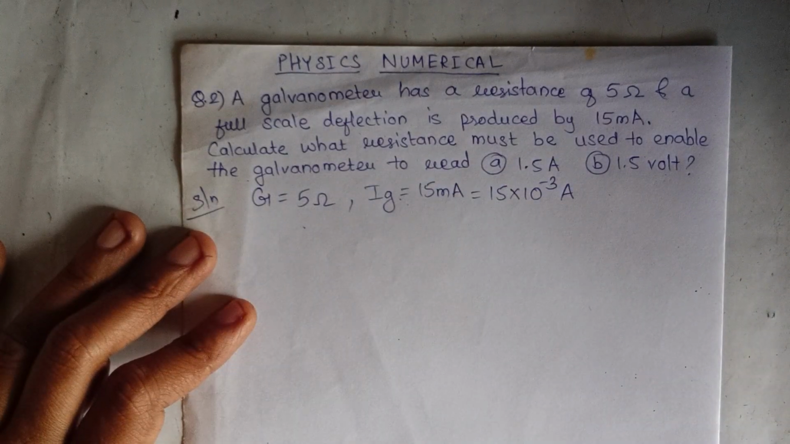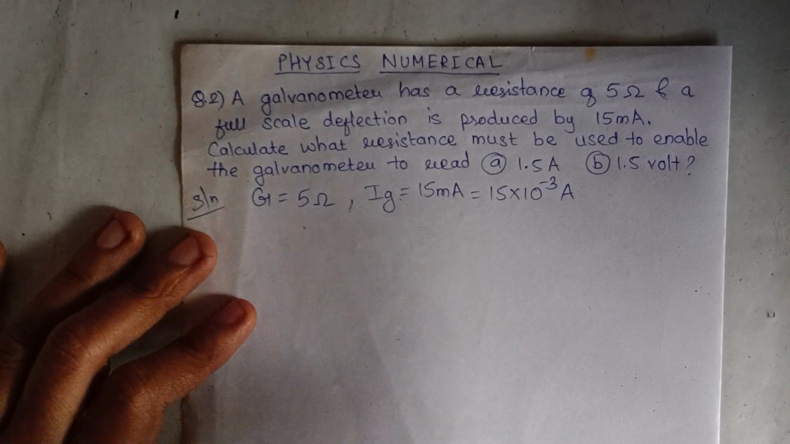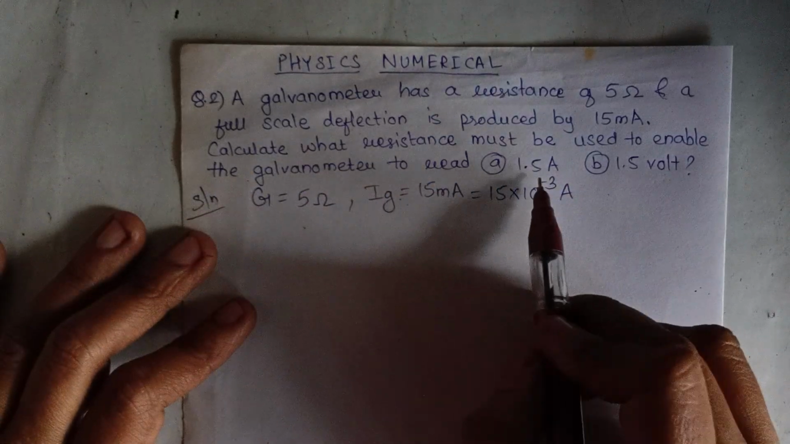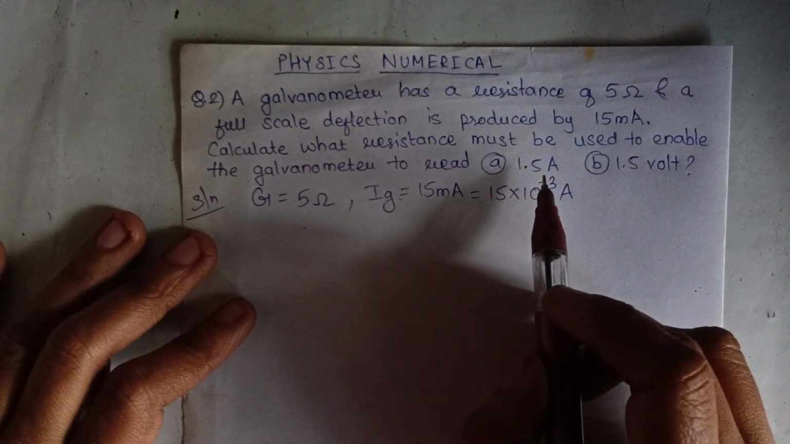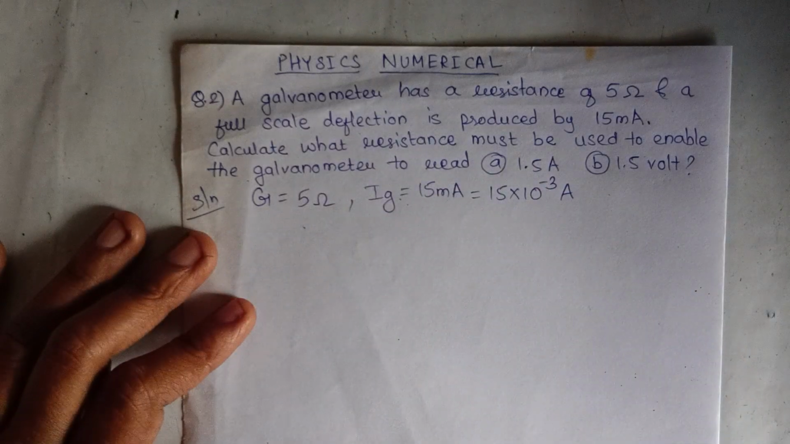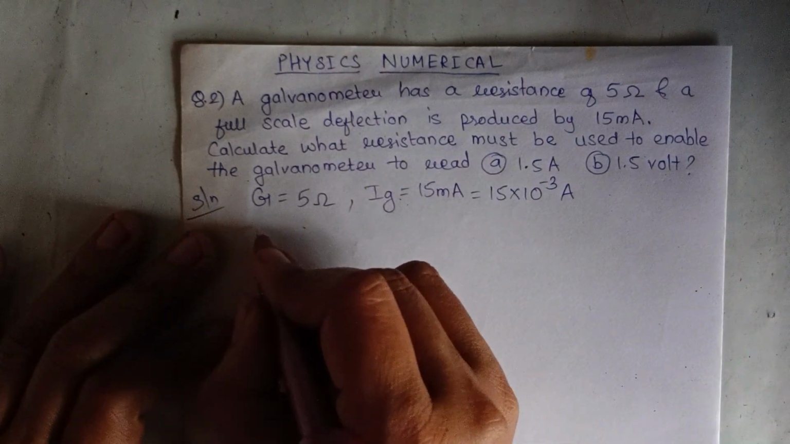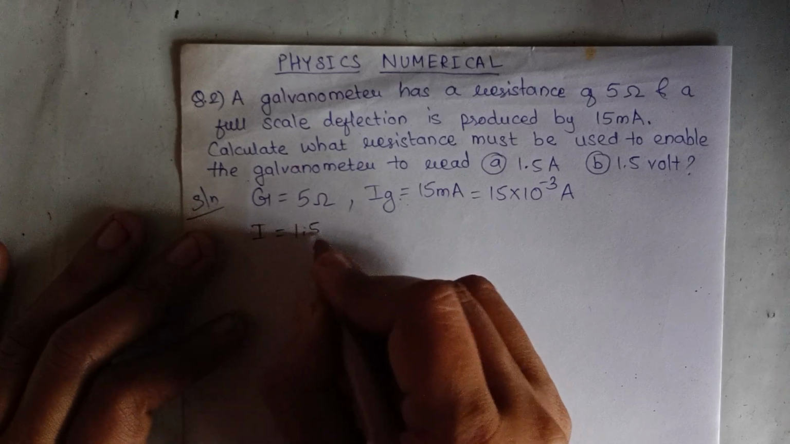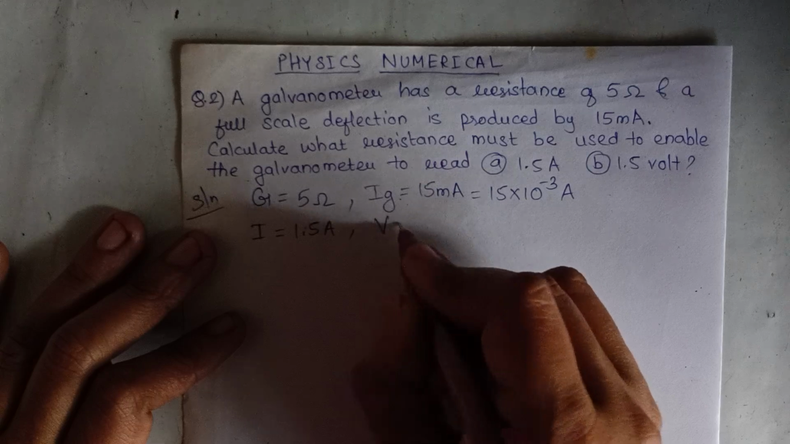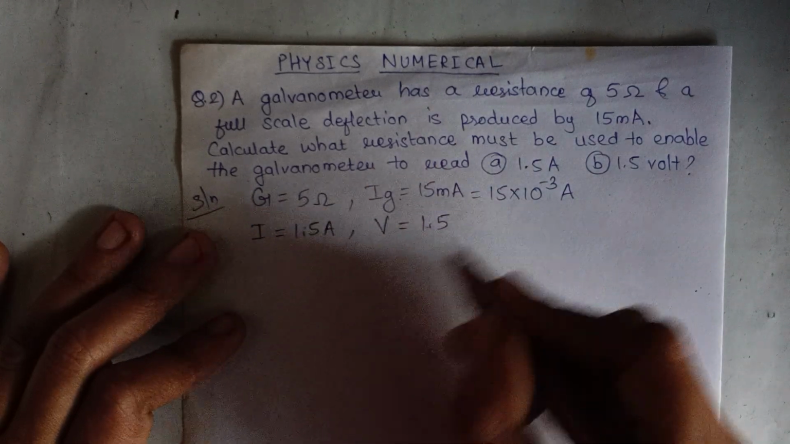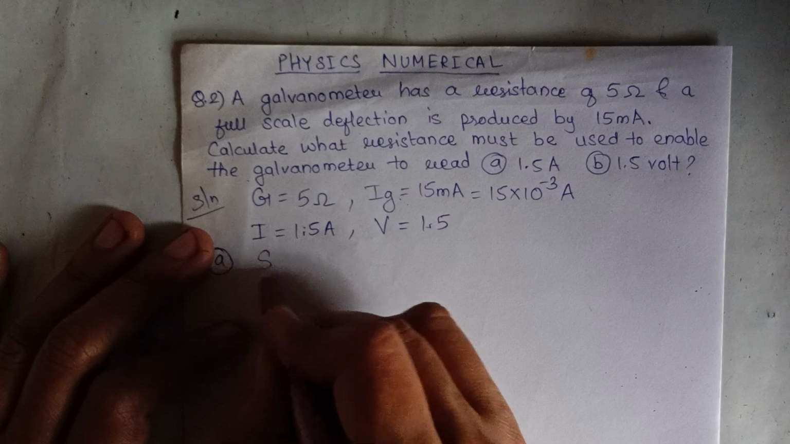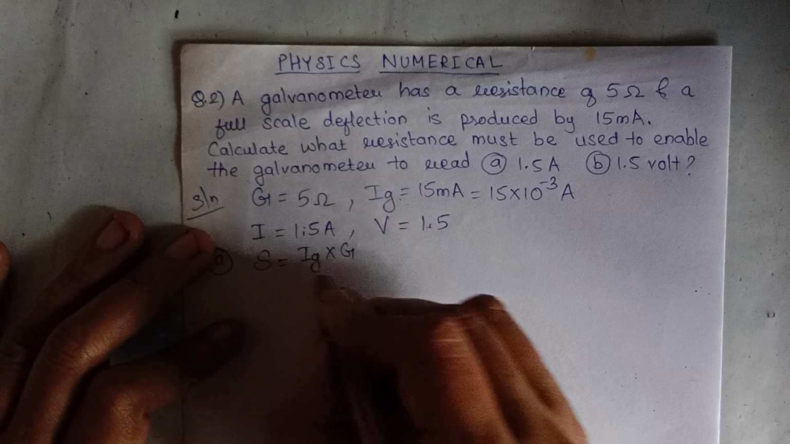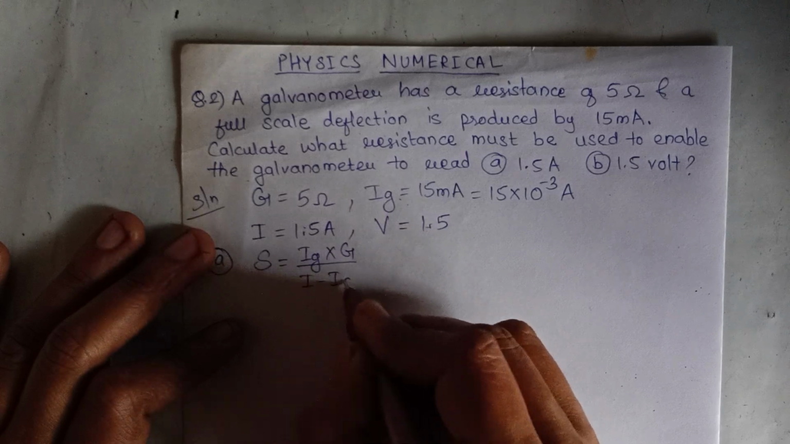Now you have to calculate what resistance must be used to enable the galvanometer to read 1.5 amp. So this is the current through the galvanometer when it is converted into an ammeter. So I is given and voltage is given. First we have to calculate the shunt resistance: S equals Ig into G upon I minus Ig.